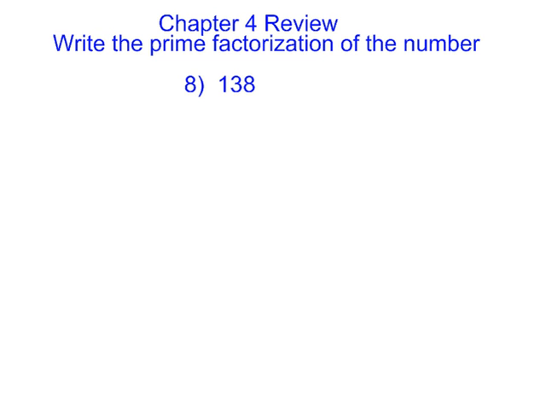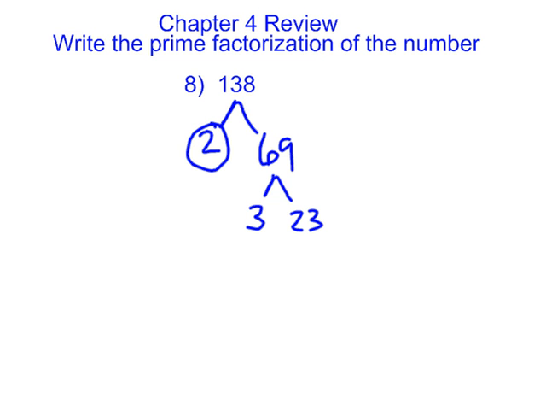All right, so we're going to do the same thing with number 8, which is 138. We're going to do the tree, and 138 is even, so I will say 2 times 69. And then what two factors give us a product of 69? Well, I can see that 3 will go into 69 23 times. And so 3 is a prime number, and 23 is a prime number. So the prime factorization of 138 is 2 times 3 times 23.